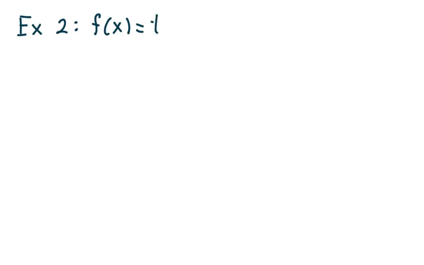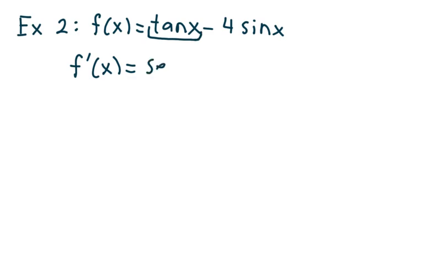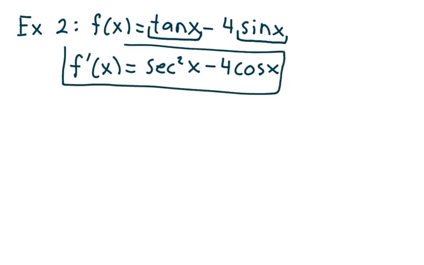If I give you f of x is tangent x minus 4 sine of x, and I want f prime of x, well, the derivative of tangent x is secant squared x. The more you use it, the easier it will become, right? The more you write down the derivative of tangent x with respect to x, you'll start to know them more and more the more you practice, okay? And then the derivative of sine x with respect to x is cosine x. So the derivative of 4 sine x with respect to x is 4 cosine x. I'm done. That's the answer to example 2.